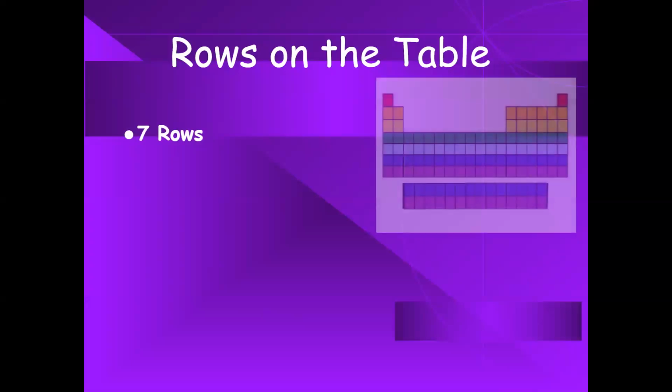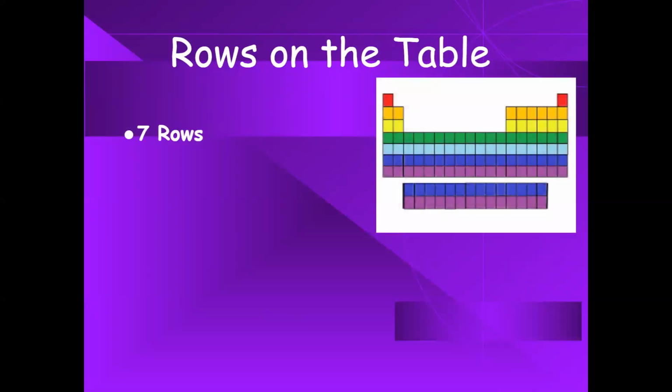Let's look at our rows on the periodic table. As you can see, according to the color-coded key here, there are a total of 7. The 2 at the bottom are part of rows 6 and 7. They're just dropped down, so the periodic table is not so wide or extended and is easier to read.